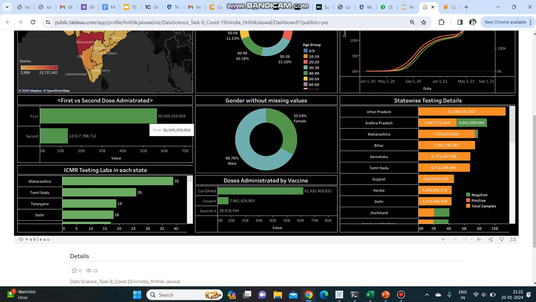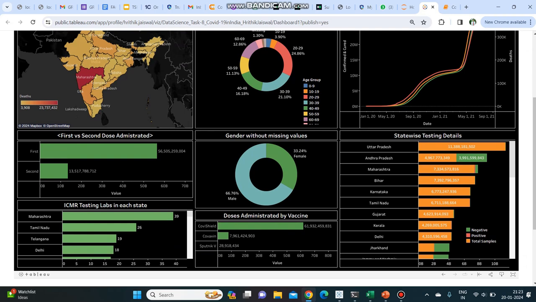You can see the people who have taken the first dose are huge in number compared to the second one. This is the categorization of COVID cases in terms of male and female. 66.76% of the people who got infected with COVID were male, and 33.24% were female.